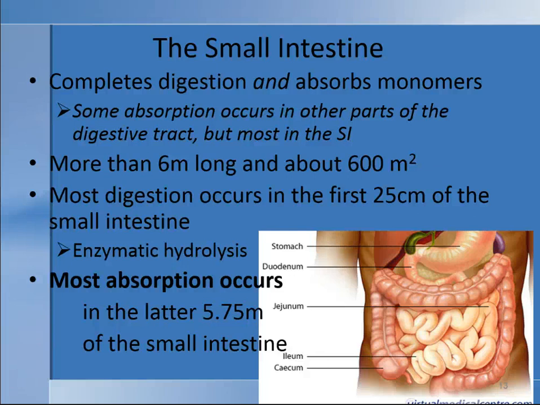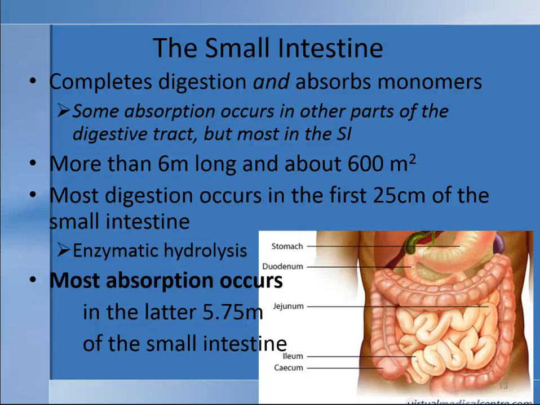Okay, now we've moved into the small intestine after we leave the stomach, and in the small intestine you have digestion and absorption going on, whereas in the stomach it was just digestion. You have some absorption in other parts of the digestive tract, but most of it is going to be happening in the small intestine. And this is over 18 feet long, 6 meters, and it's about 600 square meters in surface area.